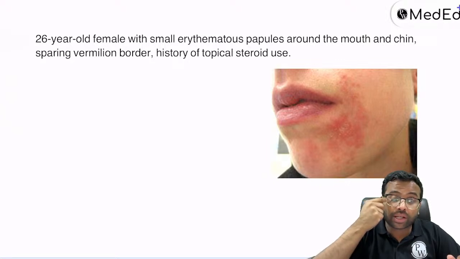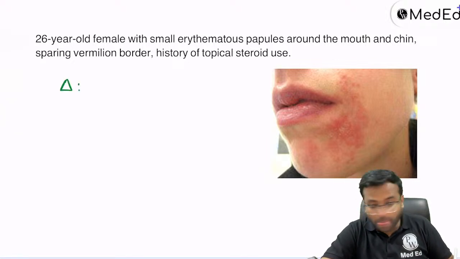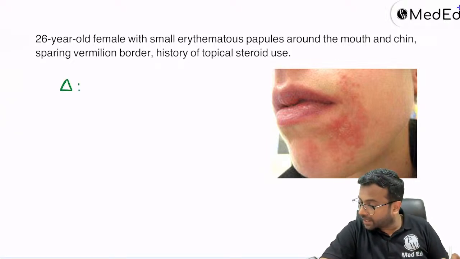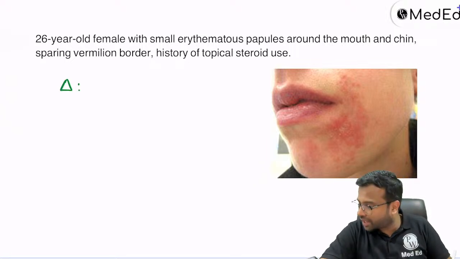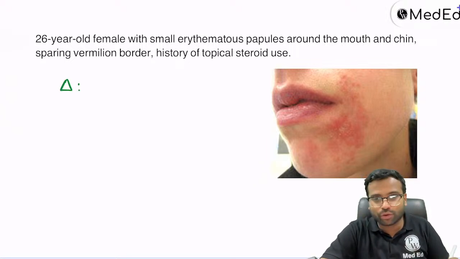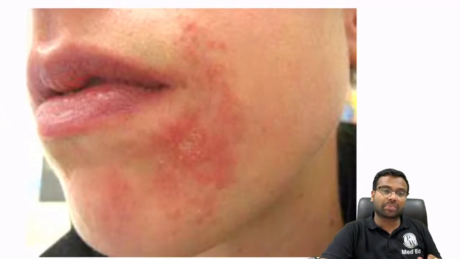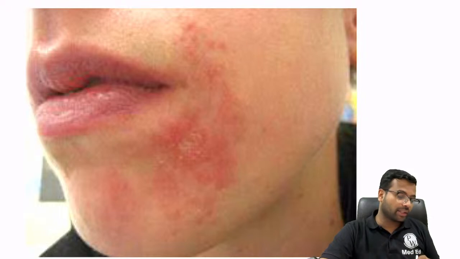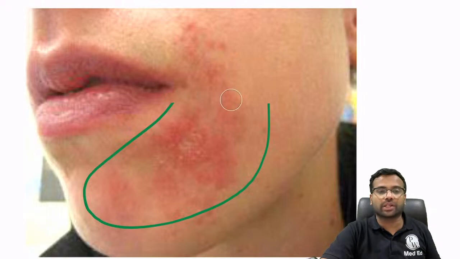See, what happens here is because of prolonged steroid use, the patient can get a diagnosis which is called as, anyone who would like to give a try in the chat box. I'll just give you a few more seconds. If you're not able to do it, just see that there is a patient. So there is a sparing of the vermilion border and there are some erythematous lesions which can be seen around the mouth, and around the mouth is the clue for you.